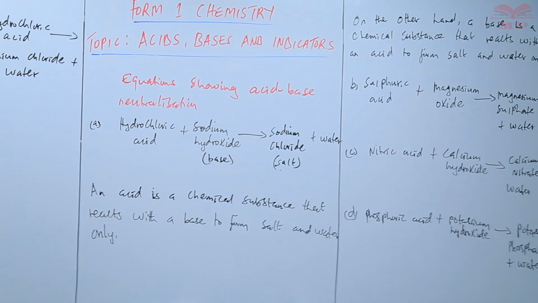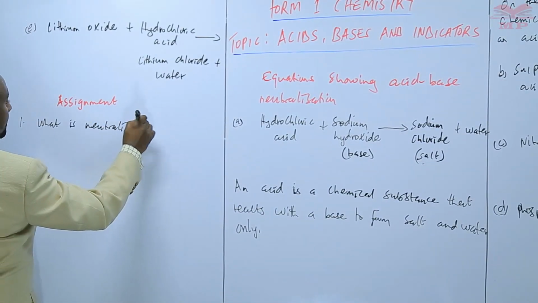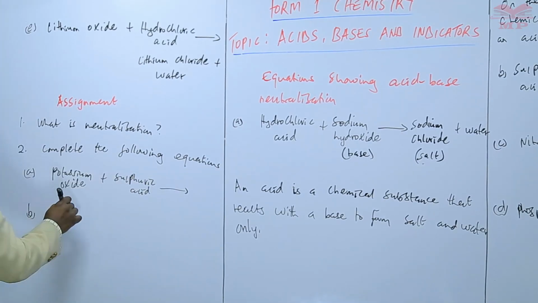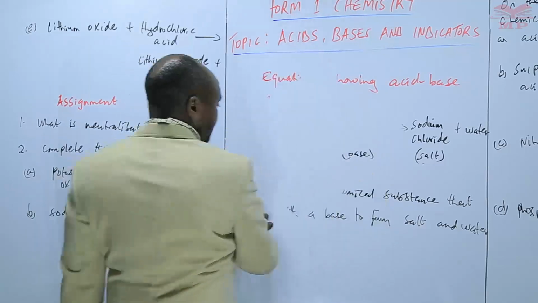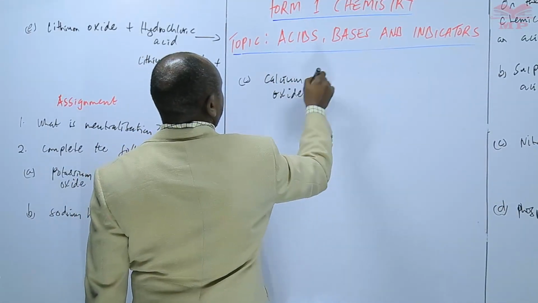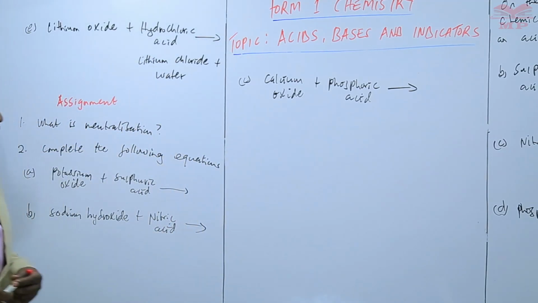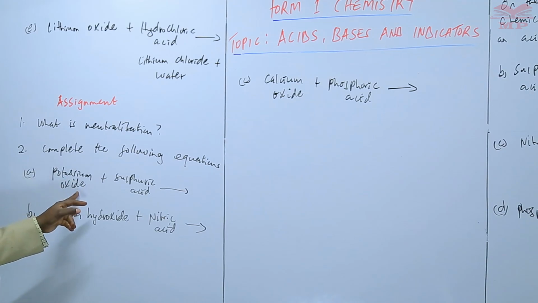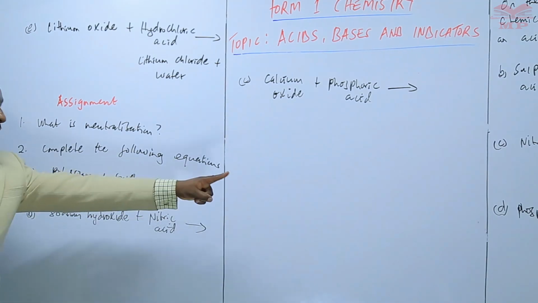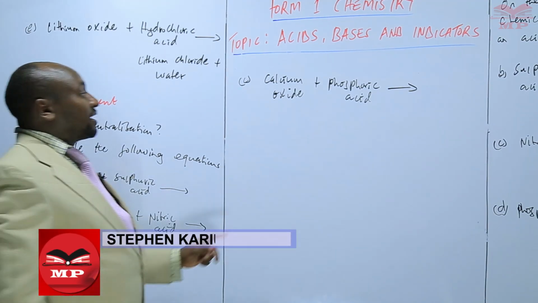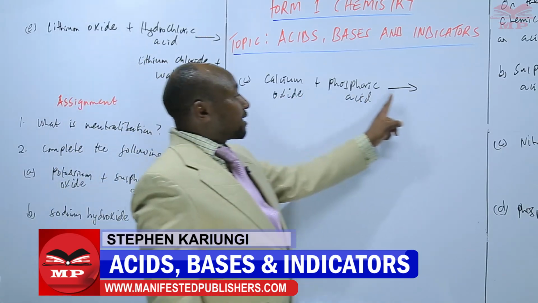Now we have our assignment. So we have two questions in the assignment. The first question, what is neutralization? The second question, complete the following equations. A, potassium oxide plus sulfuric acid, you complete that. Sodium hydroxide plus nitric acid, you complete that. And then calcium oxide plus phosphoric acid, you complete that.